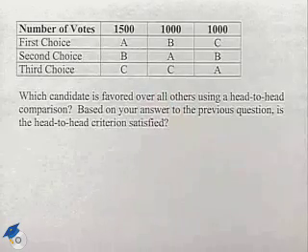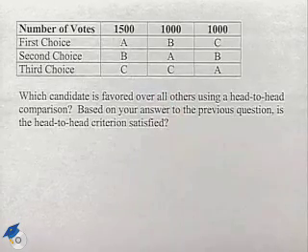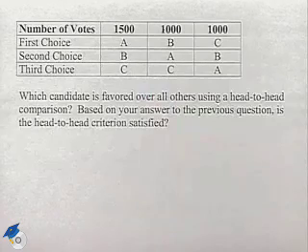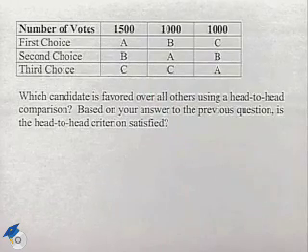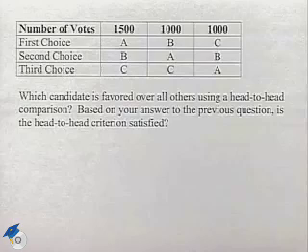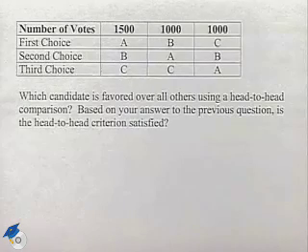Now we're going to look at the same election as we had in the prior problem, except we're going to look at it with a different type of voting method. Here we have our same preference table. Which candidate is favored over all others using a head-to-head comparison? And then, based on your answer to the previous question, is the head-to-head criterion satisfied?